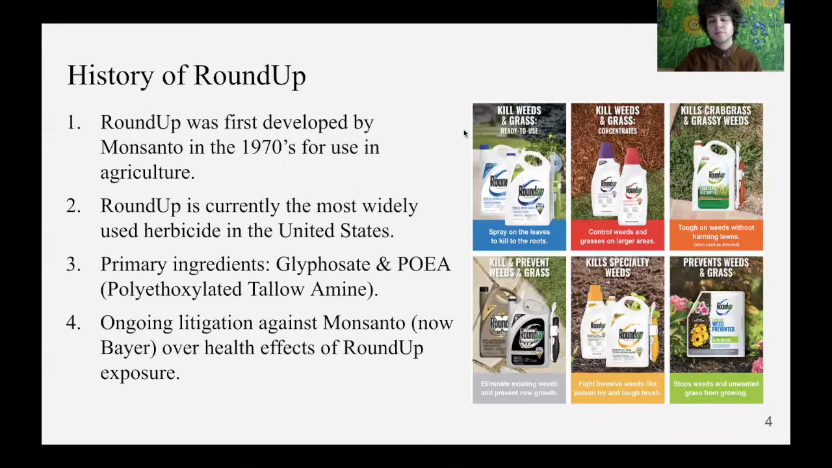For some history, Roundup was first developed by Monsanto in the 1970s for use in agriculture and has become the most widely used herbicide in the United States, if not the world. The primary ingredients of Roundup are glyphosate, as well as polyethoxylated tallowamine, and in more recent years, there's been litigation against Monsanto, which is now Bayer, over the health effects of Roundup exposure.